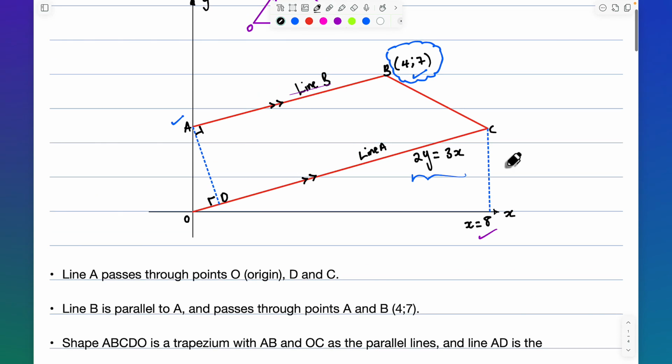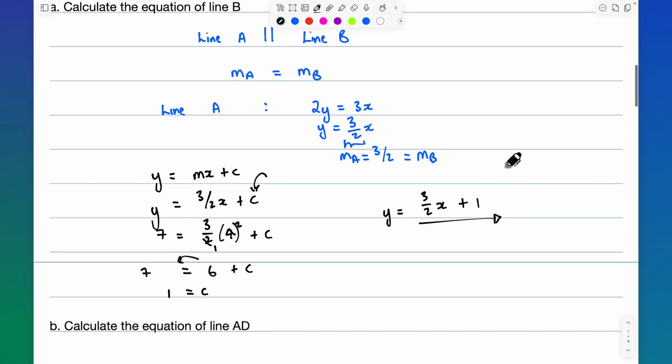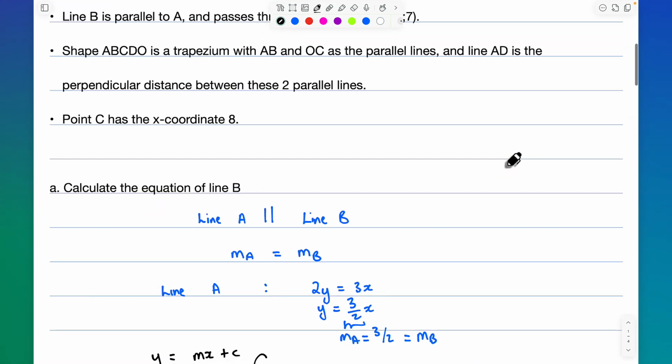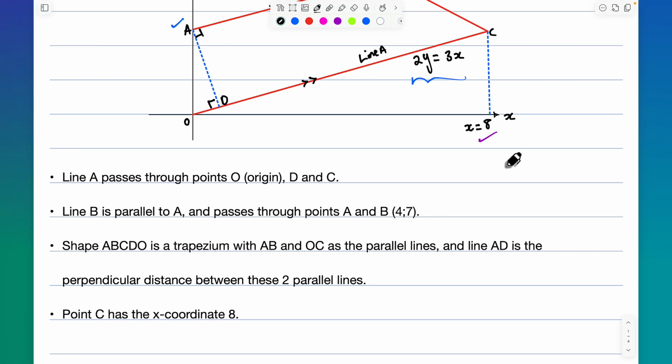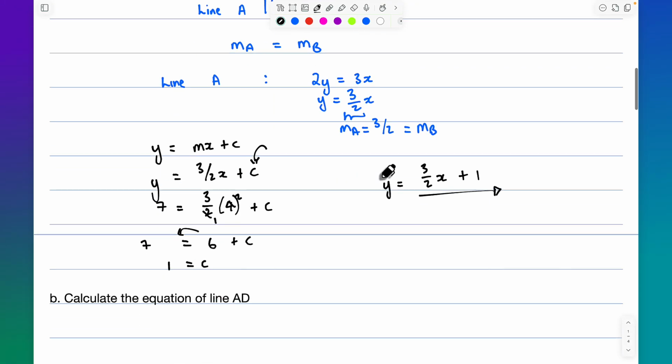All right, hopefully that makes sense, okay? So get the gradient, either by calculating directly, or if you know that it's parallel to another line, use that, right? So your gradients are equal to that line. Or if it's perpendicular, you use that product thing. And then once you have the gradient, you use a point to calculate the equation of a line, right? So that is always going to be the method that we follow when it comes to questions like this.